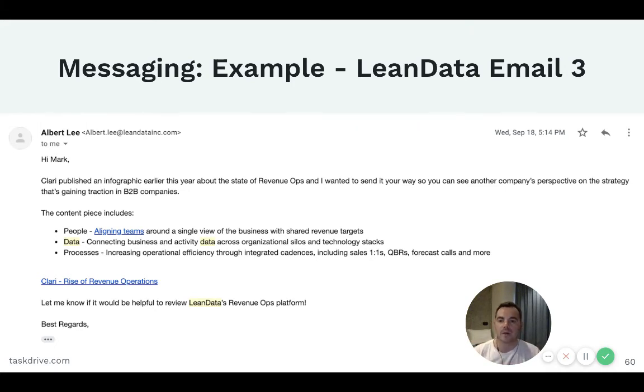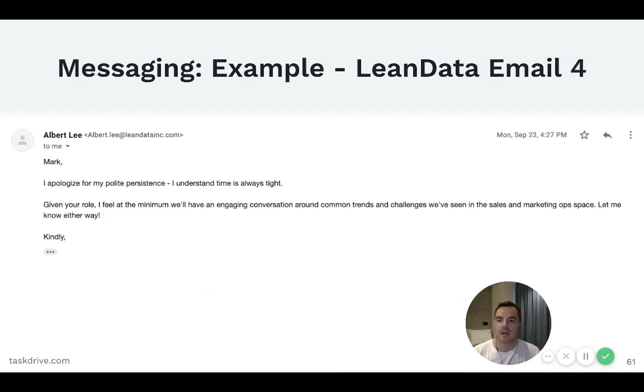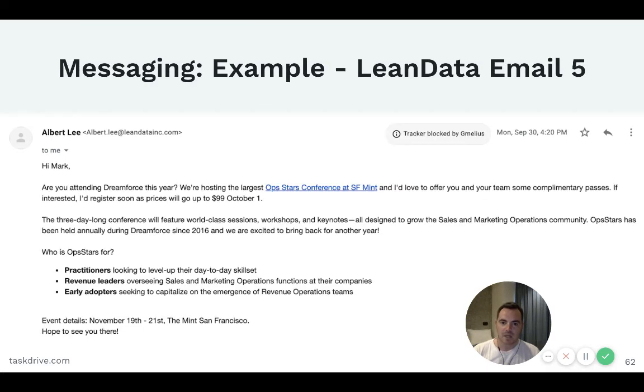This is a really good follow-up because he's not trying to pitch to me. He's apologizing for his persistence. I wouldn't ask for him to apologize, but he's really expressing that given my role, he feels that there'll be value in having a conversation. He then sends another email, I think Dreamforce, which is later on in November. He's asking if I'm going to be there or want to visit, which is great. Again, trying to add value, trying different tactics and different messages.